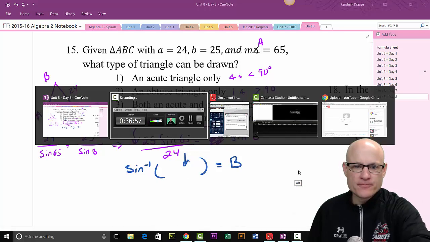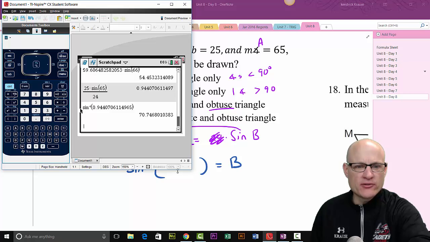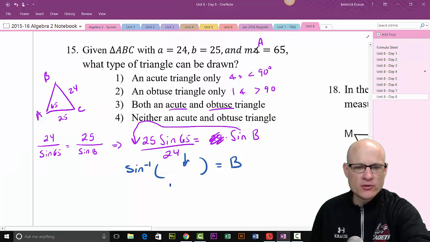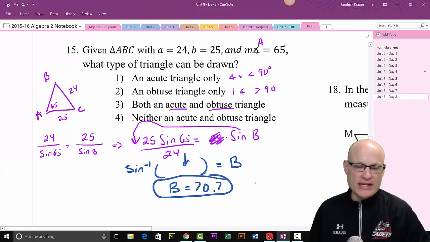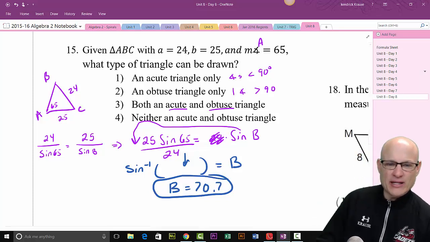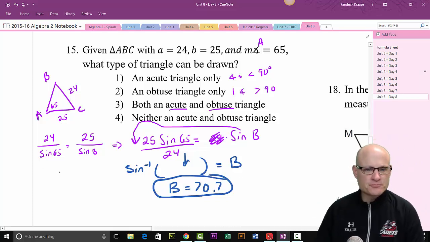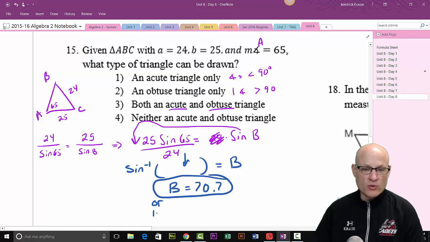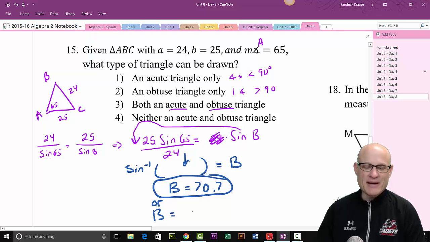So what did we say B was? B is 70.746. So B equals 70.7. That's good enough, actually, because really that's all we need to figure out if we can make a few triangles. Oh wait, or my other one is 180. B can equal 180 minus this. And 180 minus 70.7 is 109.3. These are my two possibilities for B.